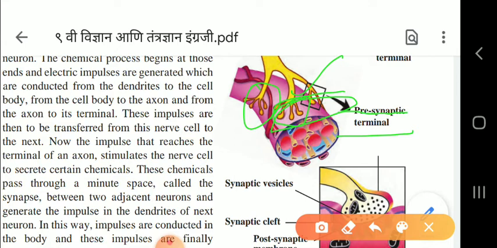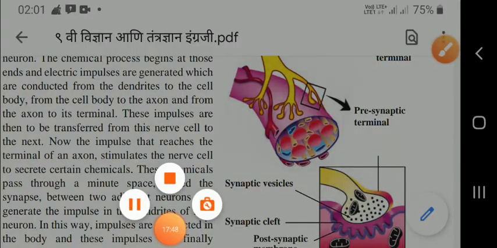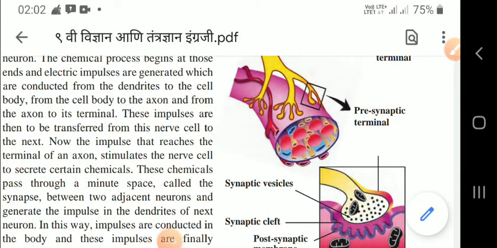All the information about our surroundings is collected by the ends of the dendrites of the neuron, and the chemical process begins at these ends only. An electrical impulse is also generated, which is conducted from dendrites to the cell, then from cell to the axon, then axon to the terminals, and then these impulses are transferred from this nerve cell to the next nerve cell. And I already told you that between these two nerve cells, one space is there.